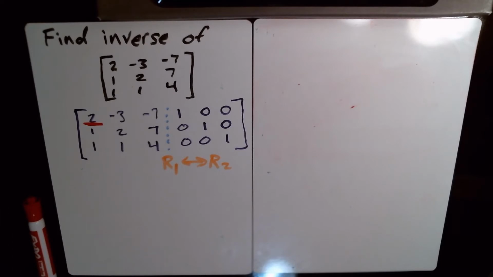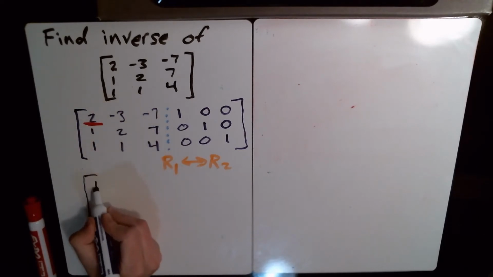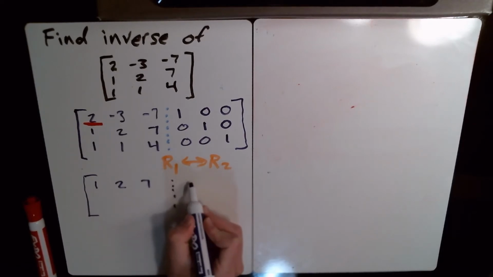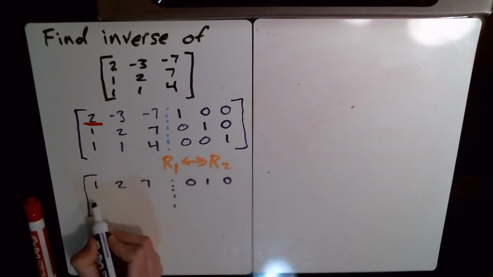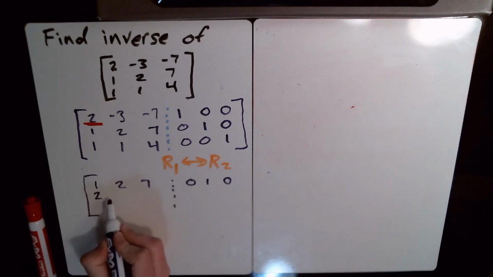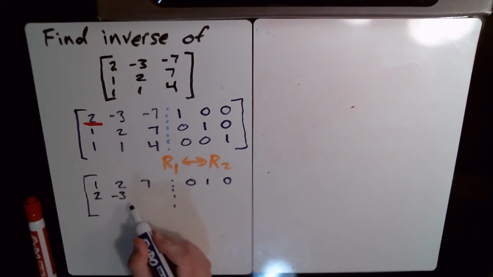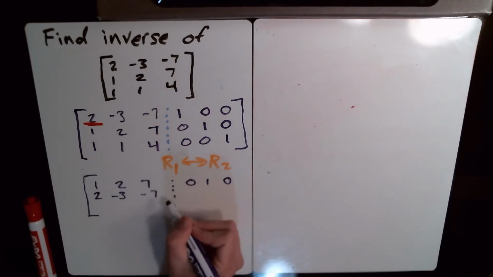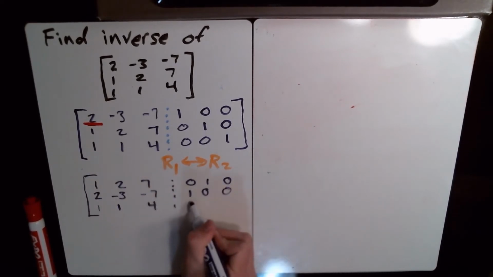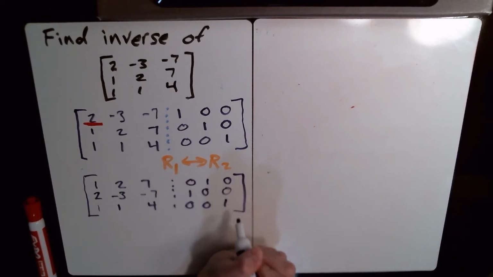So what happens when we do that? Well, row 2 just becomes row 1 now. I'll put in my dots, 0, 1, 0. So this whole row moves up, right? And then the second row becomes the first row from before. Okay, there we go. And then the last row we didn't do anything to, so it just stays the same. Okay, so that's our matrix after we switch those 2 rows.